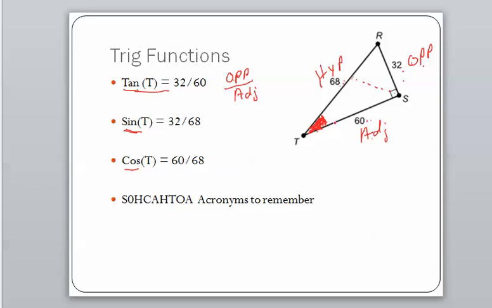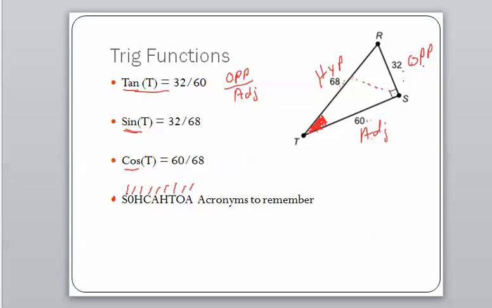Okay? So what we do is we come up with these acronyms. This one down here, SOHCAHTOA. That's the sine, the opposite, the hypotenuse. Well, that's what the sine is. And then the cosine, adjacent and hypotenuse. And then the tangent, the opposite and the adjacent.